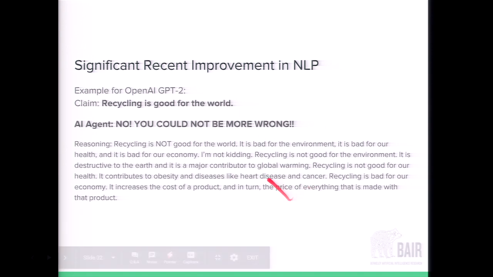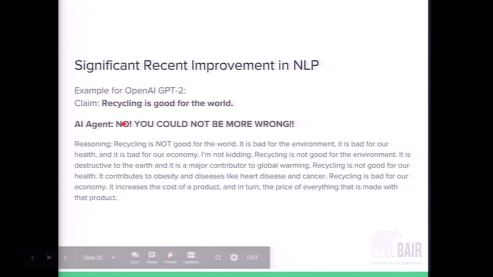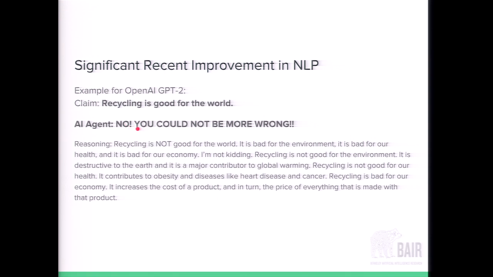So they gave it this input: recycling is good for the world. And this is what the AI engine wrote. "No, capital letters, no. You could not be more wrong," double exclamation points. All of this is done by the AI engine. It's very, very scary. And this is its reasoning. "Recycling is not good for the world. It is bad for the environment, comma, it is bad for your health, and it is bad for our economy. I'm not kidding. Recycling is not good for the environment." And then it starts to reason one by one. "It is destructive to the earth, and it is a major contributor to global warming."